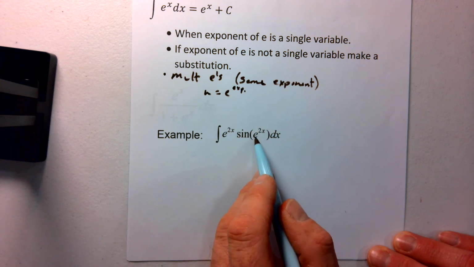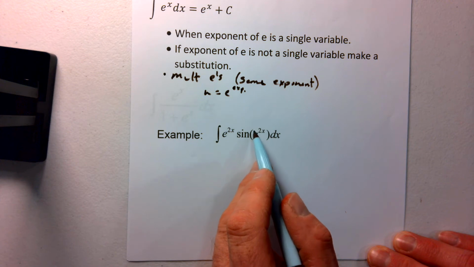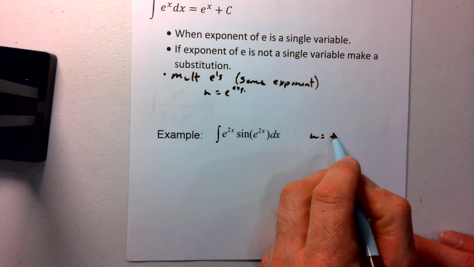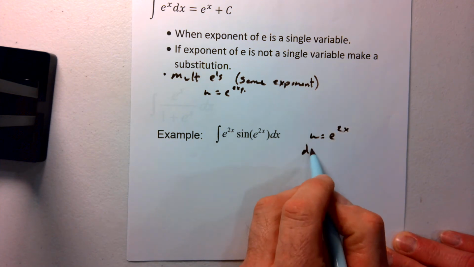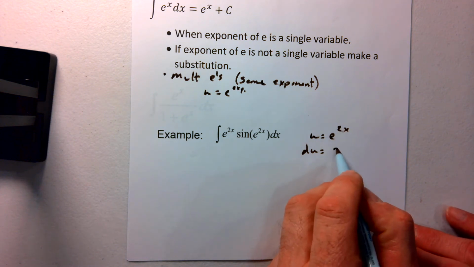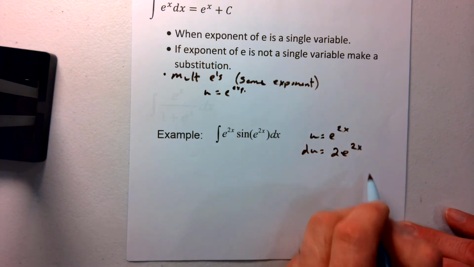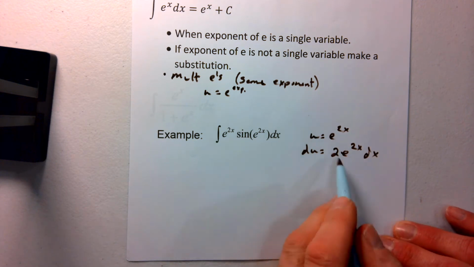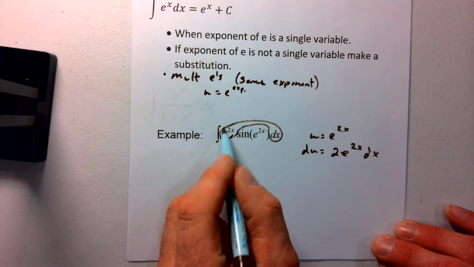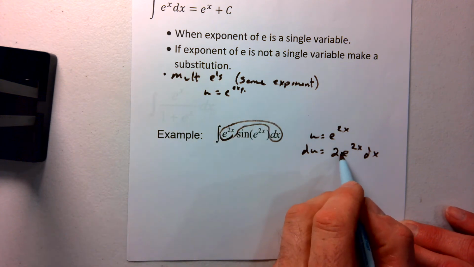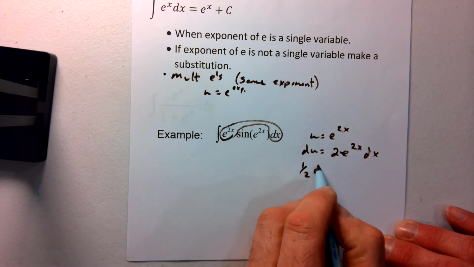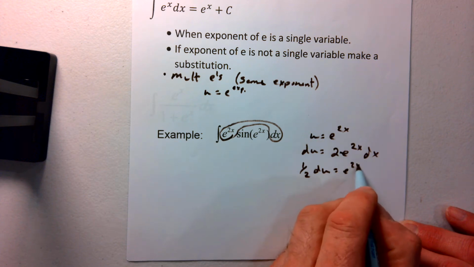Remember yesterday when we were talking about the sine or the trig, we let u be that angle. So in this case, I'm going to let u equal e to the 2x. So then my du, the derivative of e to the 2x, is going to be 2e to the 2x dx. In my integrand, I have an e to the 2x and I have my dx, so that's going to be my substitution for du. I have an extra 2 in here, so I'm going to divide that 2 over to get a half du equals e to the 2x dx.